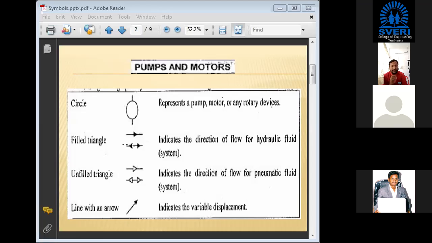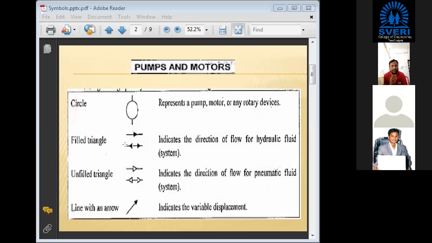Getting it? Now if you want to indicate the direction of flow for pneumatic fluid or system, then your symbol will be the third one, an unfilled triangle.